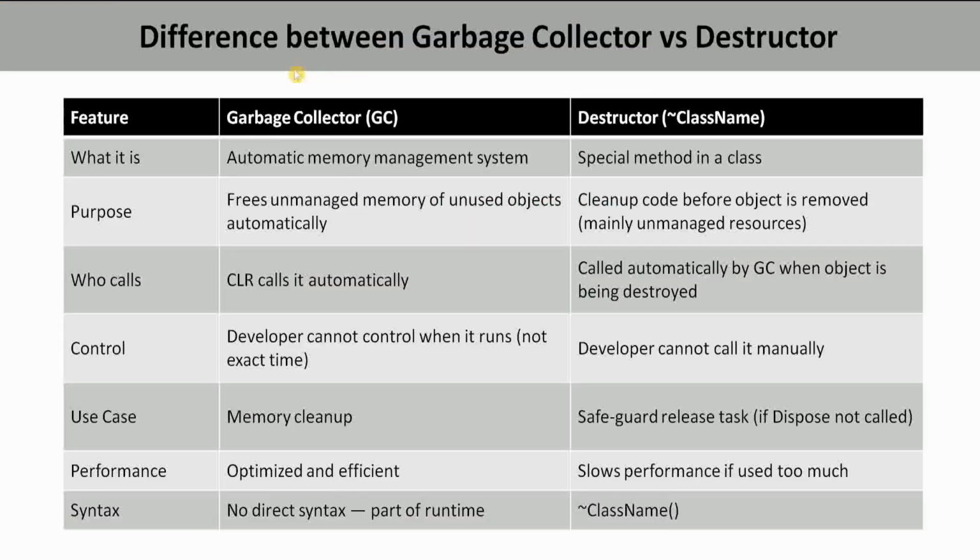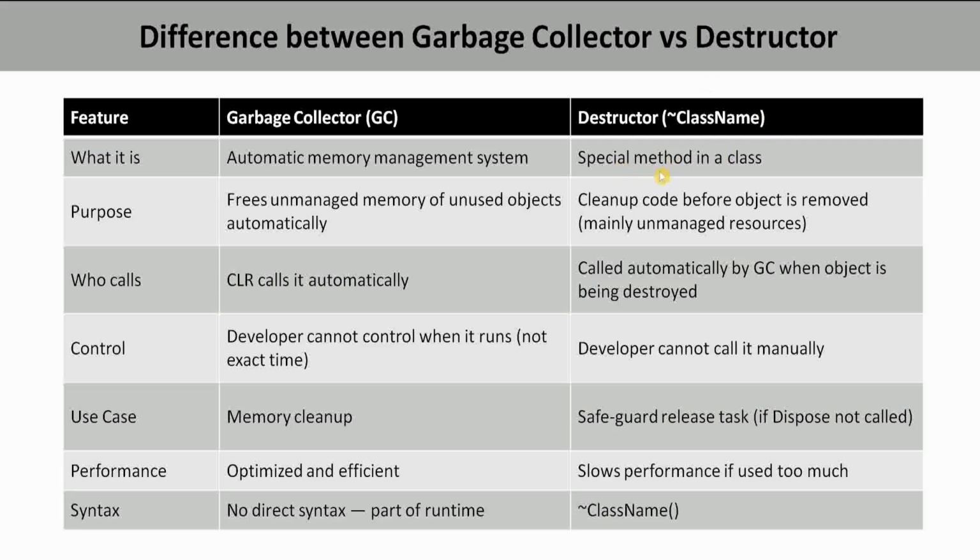Next we have the difference between garbage collector and destructor. Here are the features of garbage collector, GC, and destructor. So what is it? An automatic memory management system, meaning it automatically manages the memory and automatically releases the unused objects. It is automatically called, no need to call it manually.